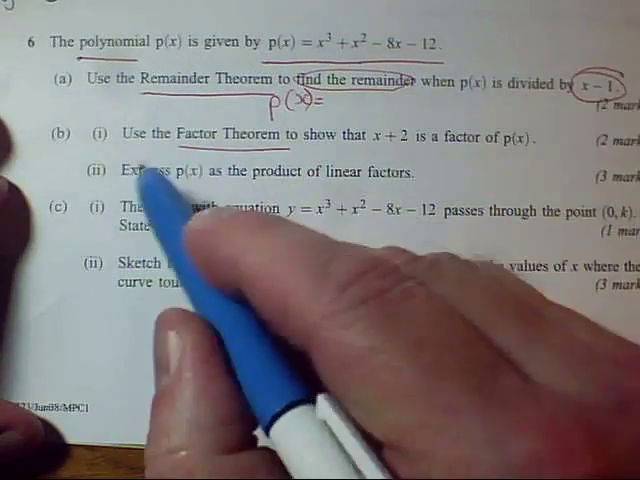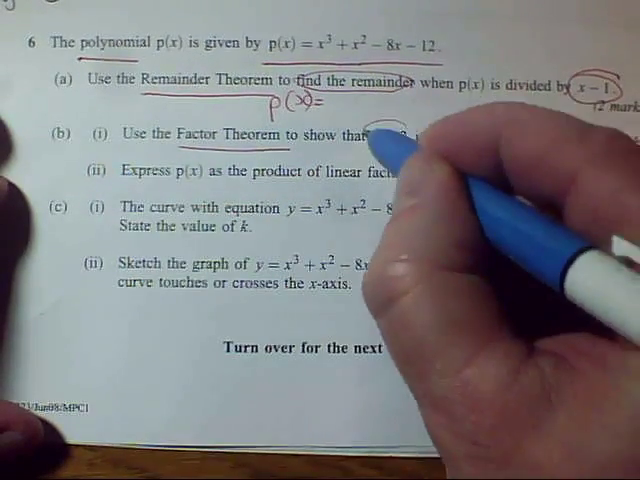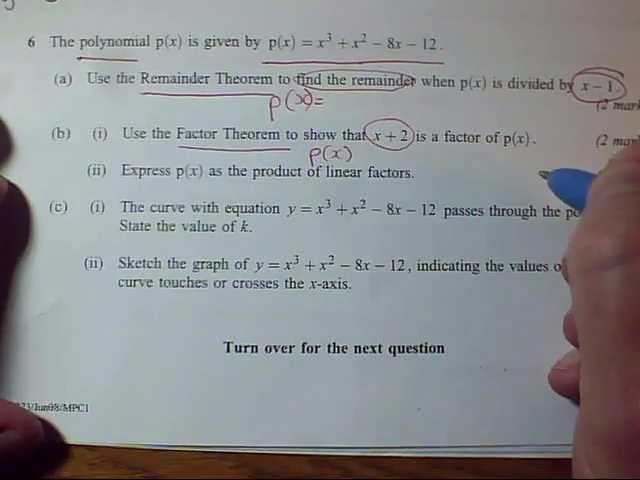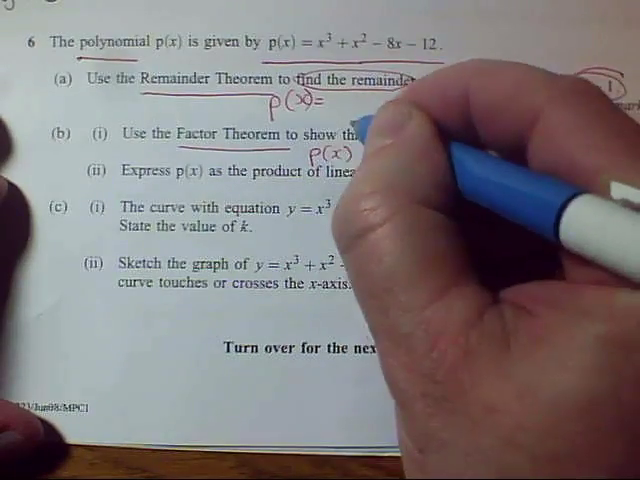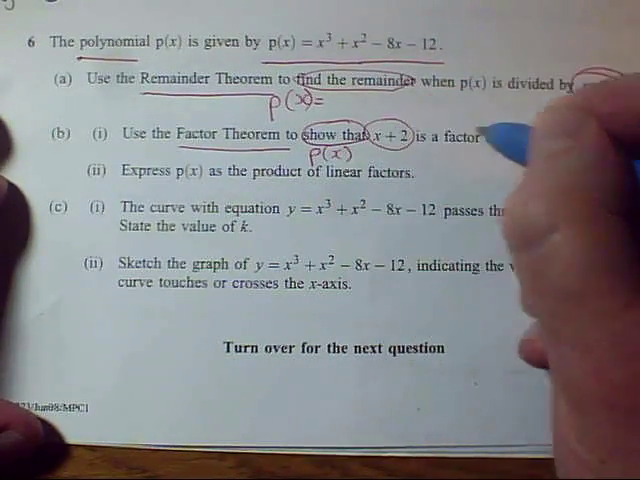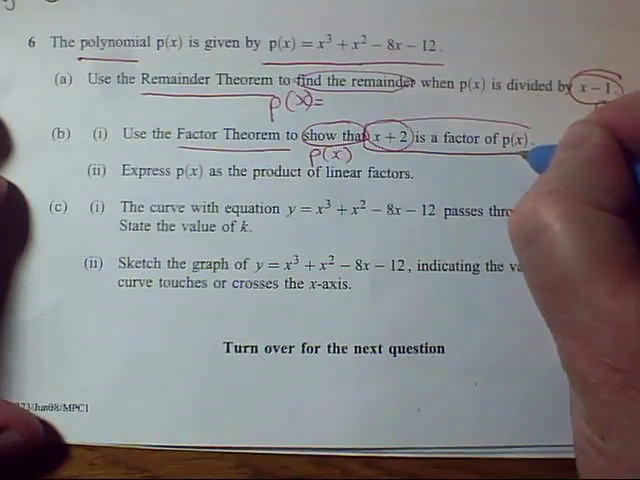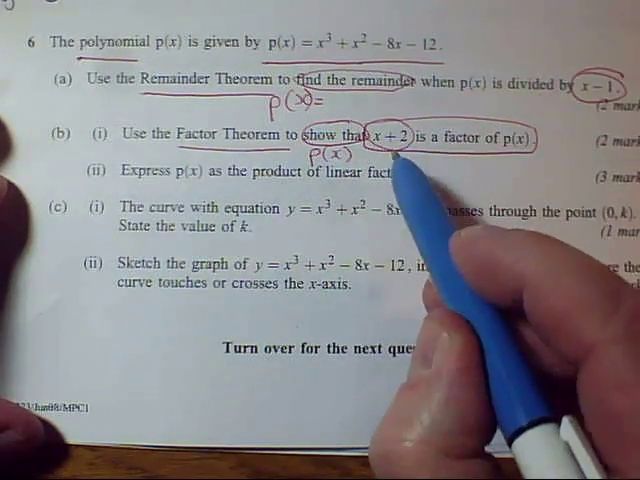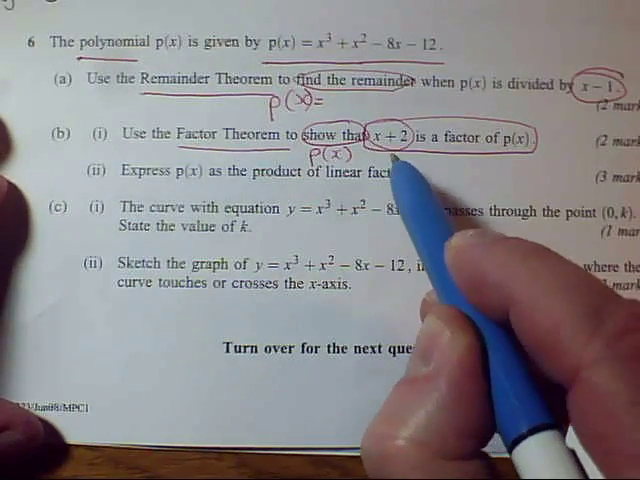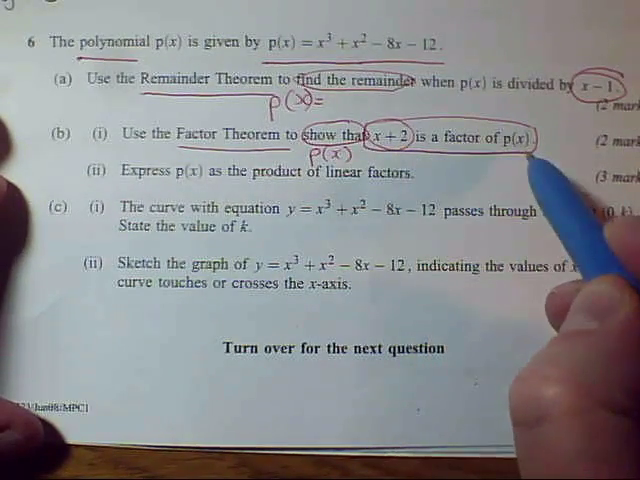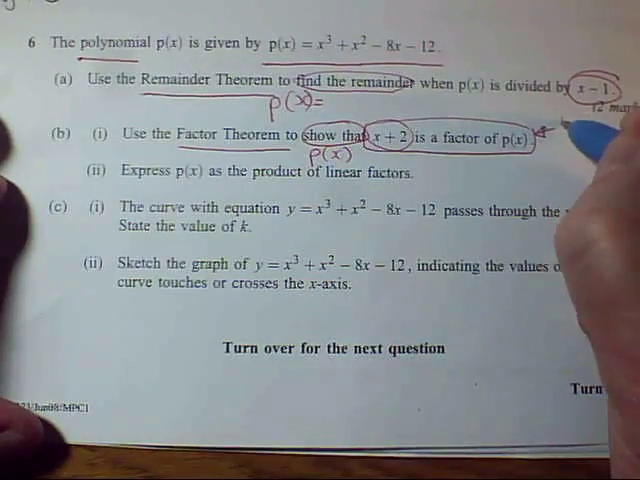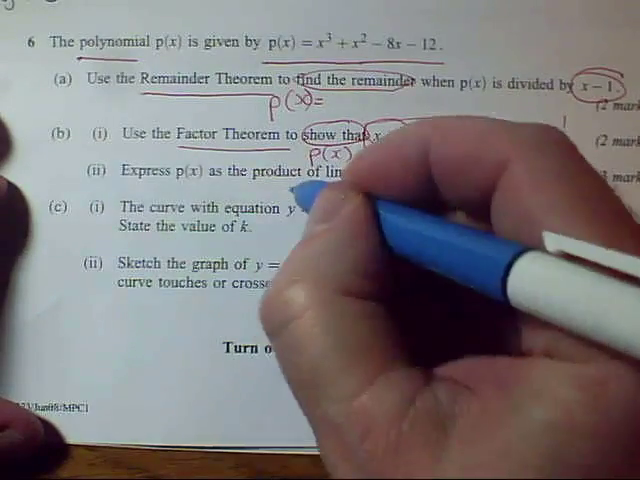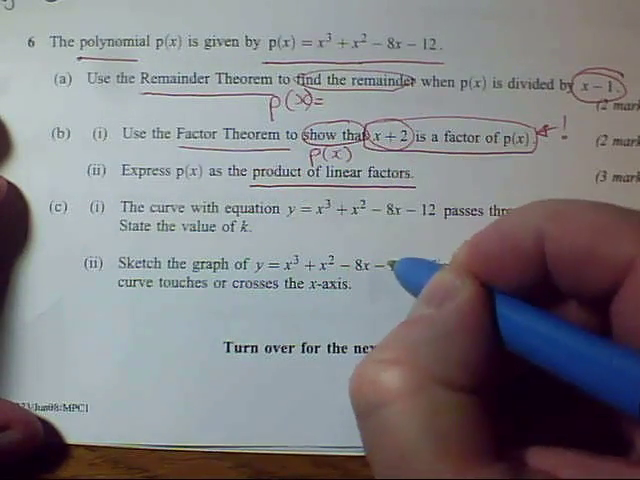Then similarly in part B1 I've got a different divisor, so I'm going to have a different X value. I'm going to work out P of that X value and get an answer. This is a show that question, so I need to end up with this. This is my end point. Whatever answer I've got for P of X, it needs to justify me then saying X minus 2 is a factor of P of X, and I must end up by saying that.